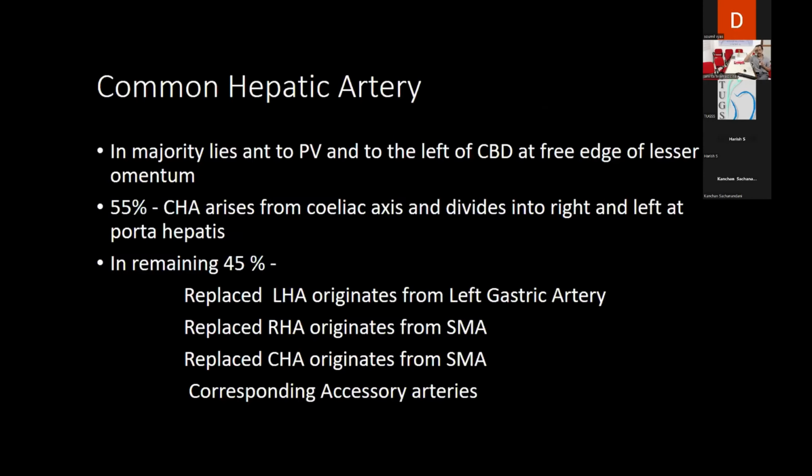Now, coming to the hepatic artery, it lies anterior to the portal vein and to the left of the CBD at the free edge of the lesser omentum. In 55%, the common hepatic arises from the celiac axis and divides into a right and left hepatic at the porta hepatis. In 45%, there can be variations in anatomy.